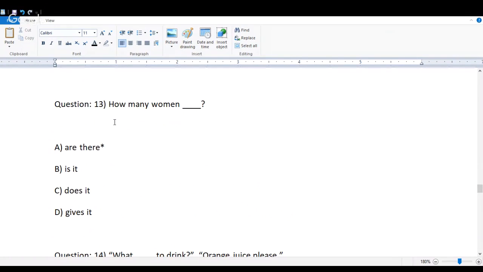Okay, so 13. How many women are there is the correct answer. Is it, does it, gives it? Is there anything here that... I mean, gives it is terrible. How many women gives it? That just doesn't make sense. How many women does it? We can't use does because that's for third person singular, and women is in plural form. And then is it, how many women? No. Again, because women is in plural, this is in singular. We can't do that, Ken.